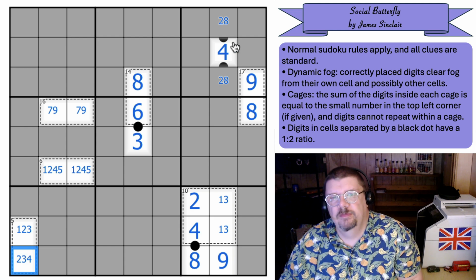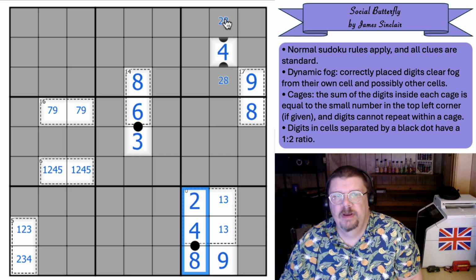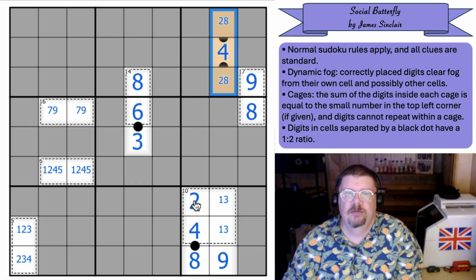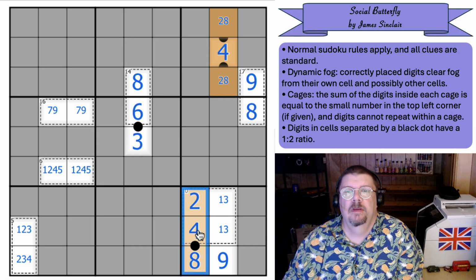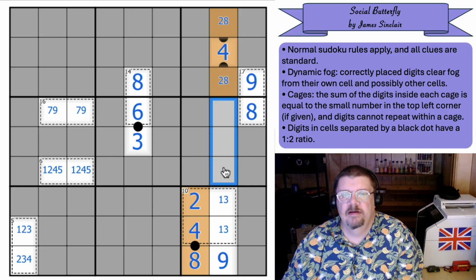Okay, I've actually spotted something over here that I think is useful. This is 2, 4, and 8. And this is 2, 4, and 8. So we have actually got something called roping. So these 3 digits, given that they are the same as these 3 digits, where do they go in this box? They can't go there by Sudoku, they can't go there by Sudoku, so they must go here.